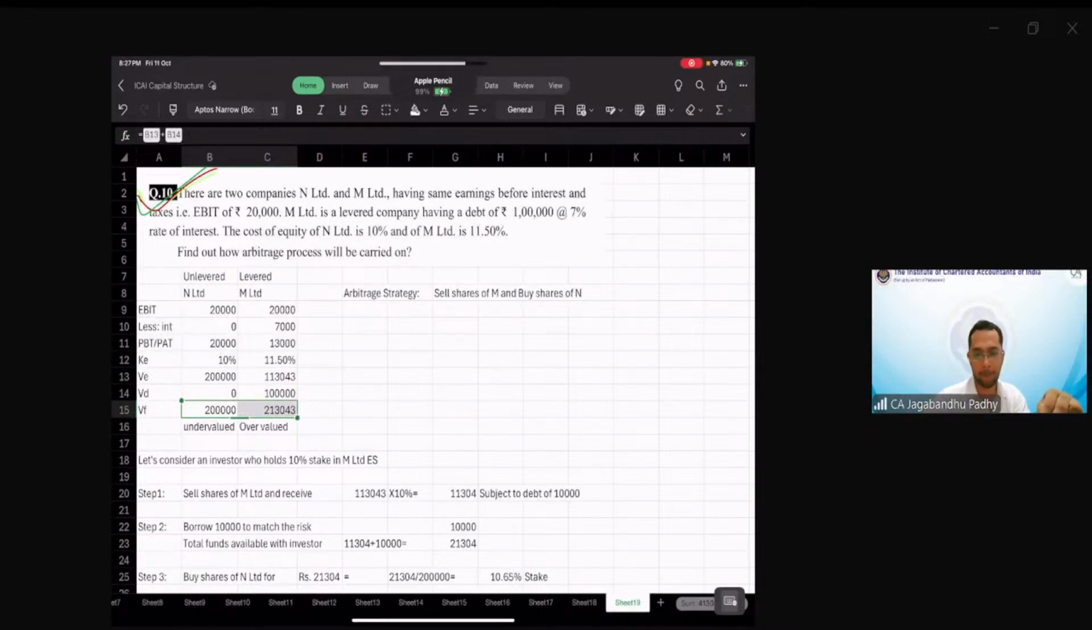सर मुझे स्टेप 1 से समझ नहीं आया. स्टेप 1 से समझ नहीं आया? नहीं सर. क्या समझ नहीं आया? सर इसमें ये 113043 मल्टीप्लाई 10% क्यों किया है?